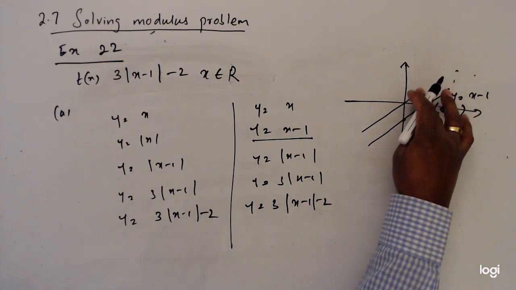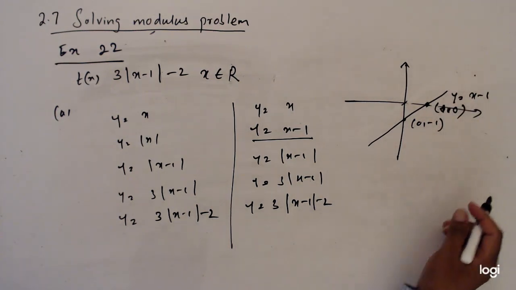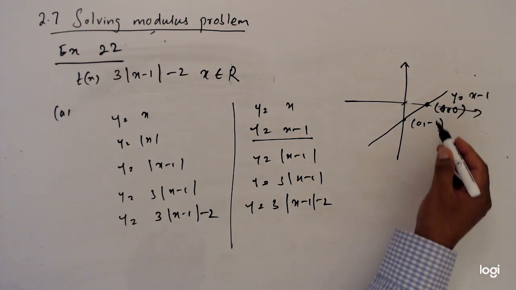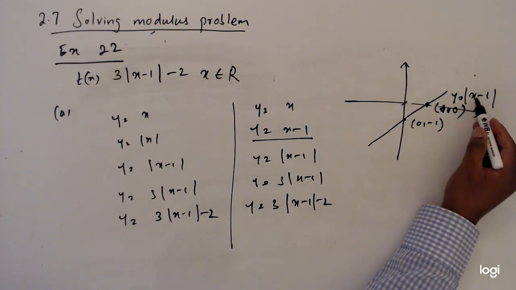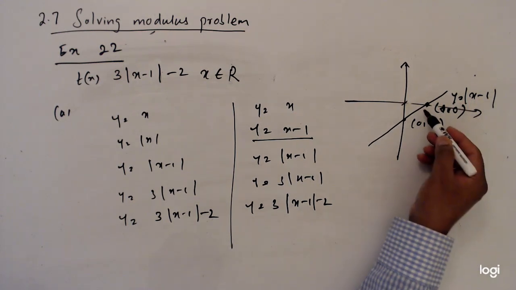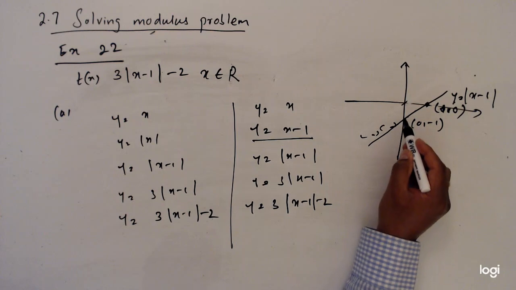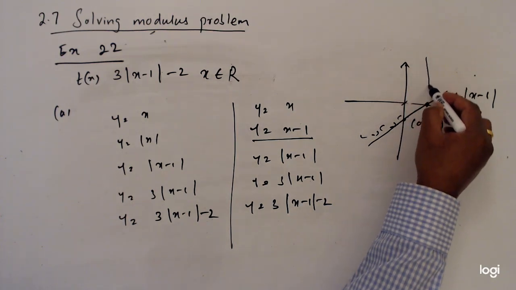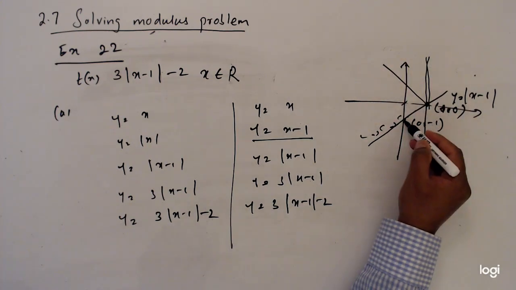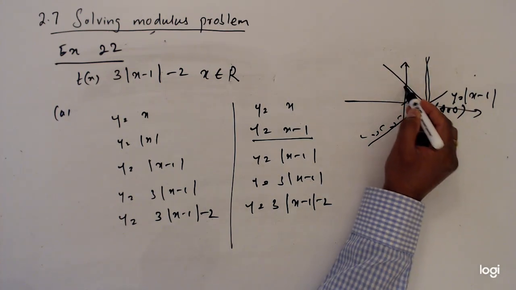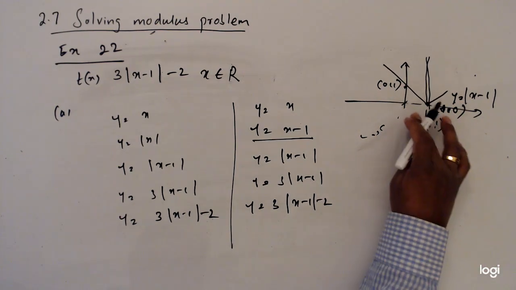And now we have this one, y equal x. Then we have to take the modulus. When we take modulus, the command is make all y values positive. So in here, when you look at the coordinates, all y values are negative. So the easy way is, this is the mirror reflection. So this 0, minus 1 becomes 0, 1. And this is the graph.